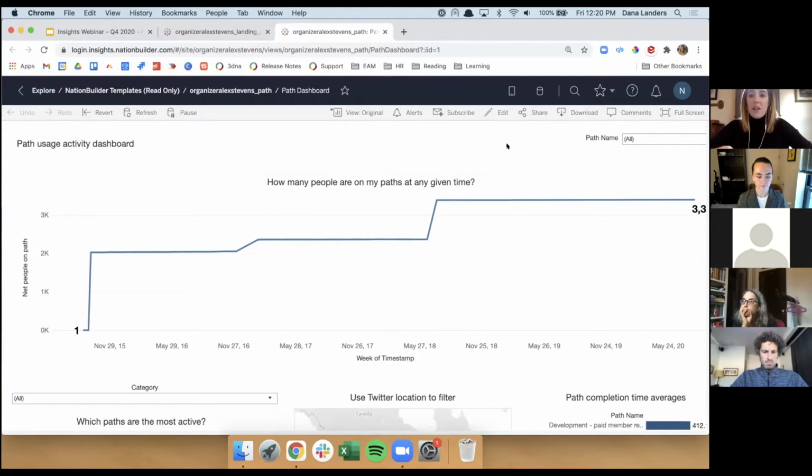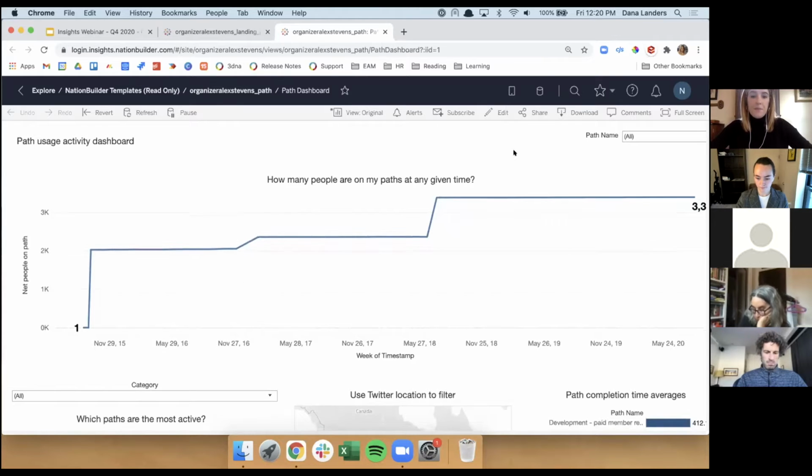But outside of path view, it can sometimes be a little bit difficult to visualize or get a sense of the paths that are started versus completed. How long is someone on a path? How many people are on each path step at any given time? So if you're finding that you want more information about paths, or even if you just want to export data about paths, which is not currently available in NationBuilder, this is a way for you to do it.